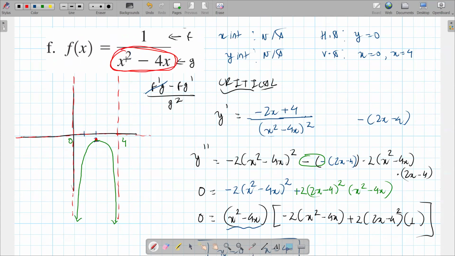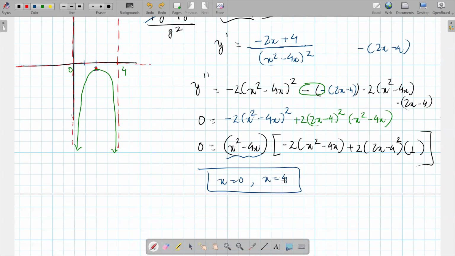If x is 0, you would get 1 divided by 0. Not possible. If x is 4, you'll get the same thing: 1 divided by 16 minus 16, 1 divided by 0 cannot be. What that means is that although we got them as a solution, they're not part of our domain, because if x were either one of these numbers, we would get a 0 in the denominator. They are not part of the domain.